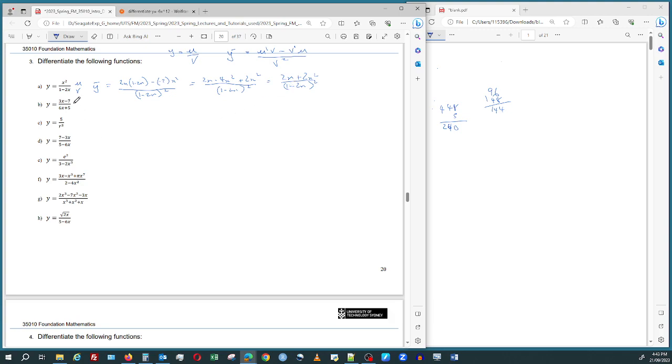Alright, let's do it again. U, V, and see if we can't put it straight in. Y dash is going to be U dash, which is 3, times V, 6x plus 5, minus V dash, which is 6, times U, all over 6x plus 5 all squared.